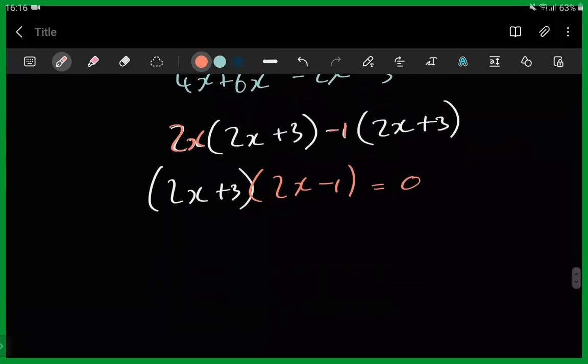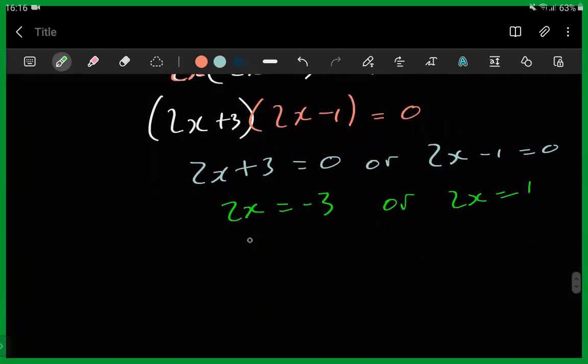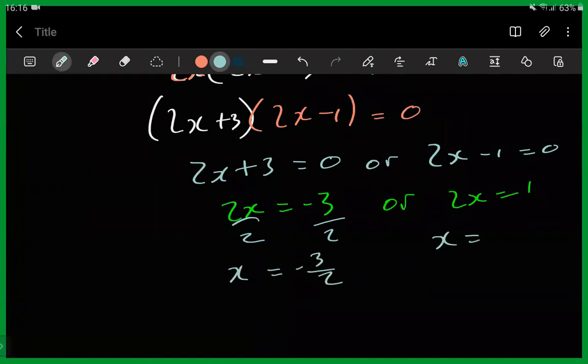What's going to be left is this 2x here minus this one there. All that equal to 0, we'll then be able to say 2x plus 3 equal to 0, or 2x minus 1 equal to 0, which would then give us 2x equal to minus 3, and this would give us 2x equal to 1. Divide by 2 on both sides, x equal to minus 3 over 2, x here is equal to a half.